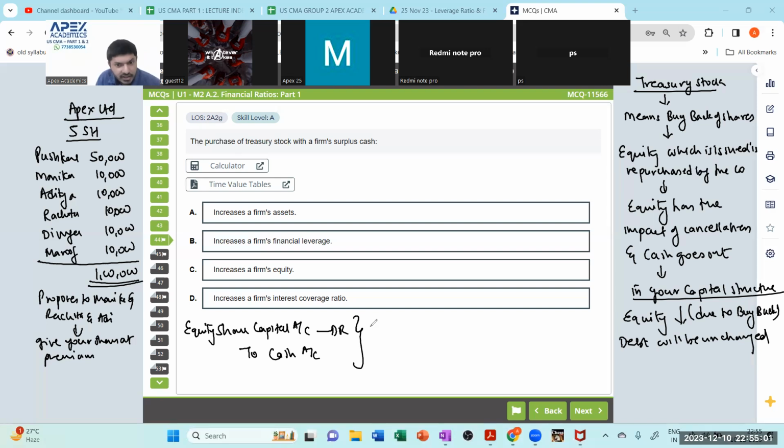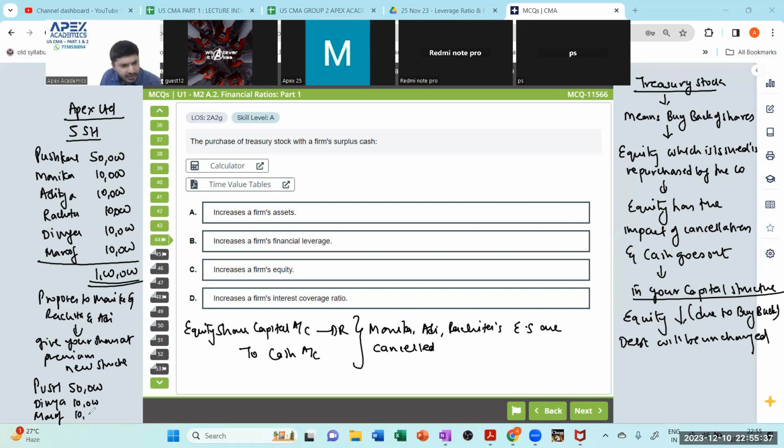What happened because of this essentially? Monica, Aditya, and Rachita, their shares are cancelled. Now look at the new structure. Pushkar has how many shares? 50,000. Monica is gone, Aditya is gone, Rachita is gone. Divya is left with 10,000 shares and Maruf is left with 10,000 shares. Now how many shares are there? 70,000.